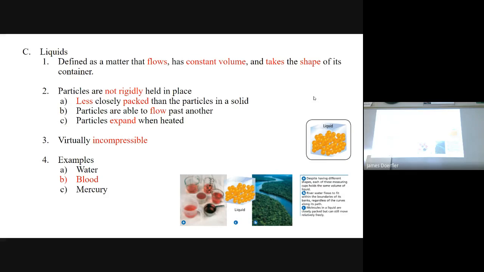It expands. That's why whenever you put something that is water-based in a freezer, you've got to be really careful that you don't fill it too high. Does anybody ever put a soda in the freezer? Yeah? Did you ever forget about it? What happened? It exploded. Yes.